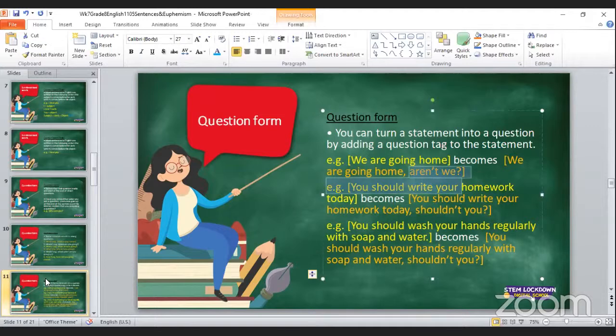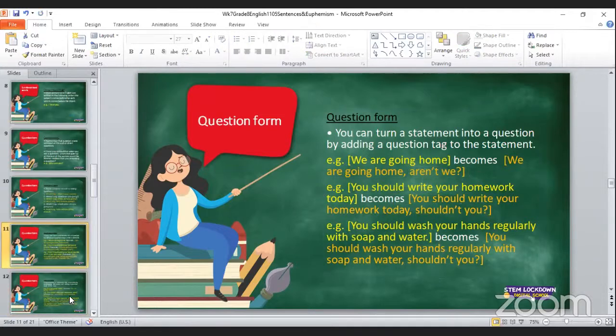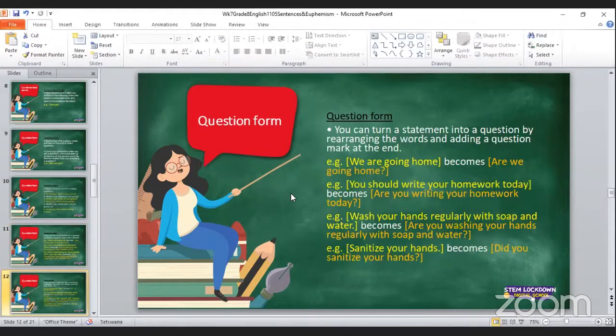Okay. And another way to turn a statement into a question is by rearranging the words and adding a question mark at the end. Here's an example for us. We are going home. If you want to turn that statement into a question, what we do is we rearrange these words and then we add the question mark at the end. So it will become, are we going home? You will realize that all these words, I just rearranged them and added a question mark at the end. And even when I read it, it does sound like a question.